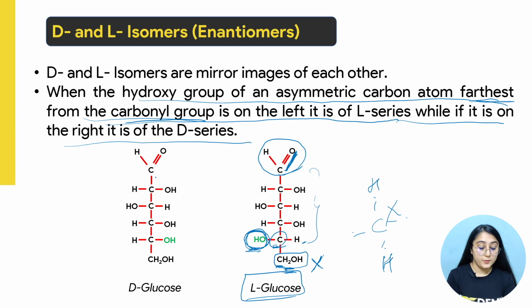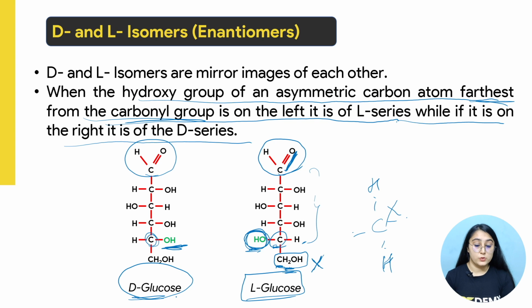Similarly, if we look at D-glucose, again the asymmetric carbon which is farthest from the carbonyl group is this one. The OH position is on the right. Such a configuration is known as D-glucose. So they are enantiomers, or basically they are mirror images of one another.